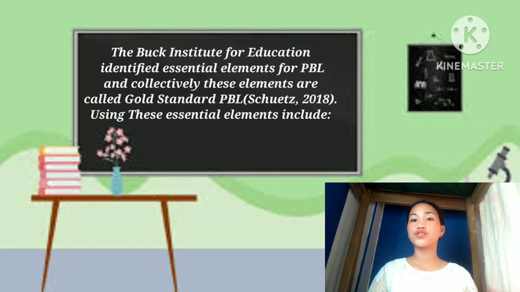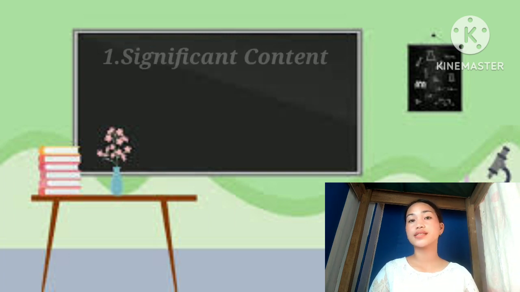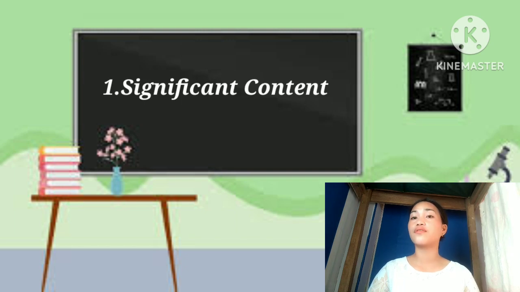The Buck Institute for Education identified essential elements for project-based learning, and collectively these elements are called Gold Standard Project-Based Learning by Larmer 2018. So there are 8 elements of this. Number 1 is significant content. So here it focuses on important knowledge and concepts derived from the standards and targets essential understanding in the course. So students should find the content to be significant in terms of their own lives and interests.